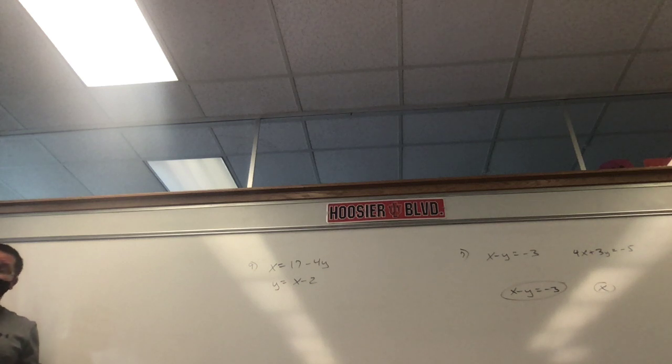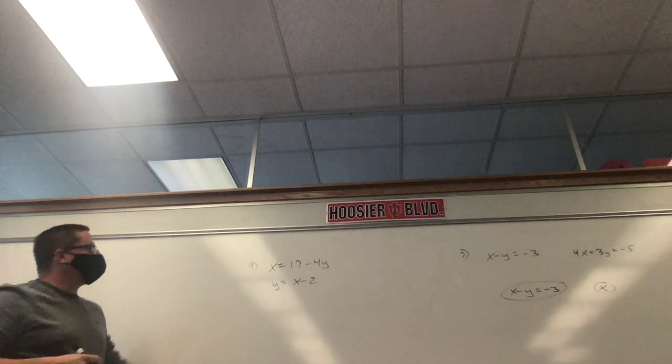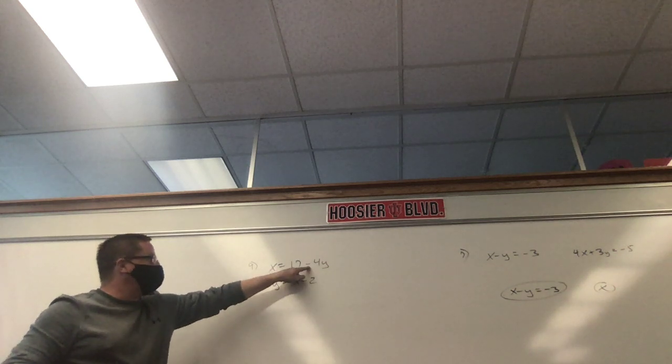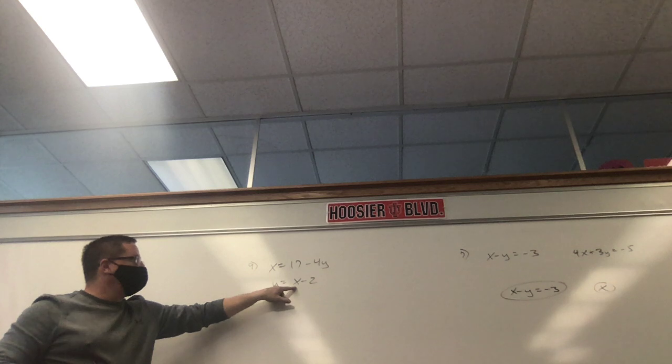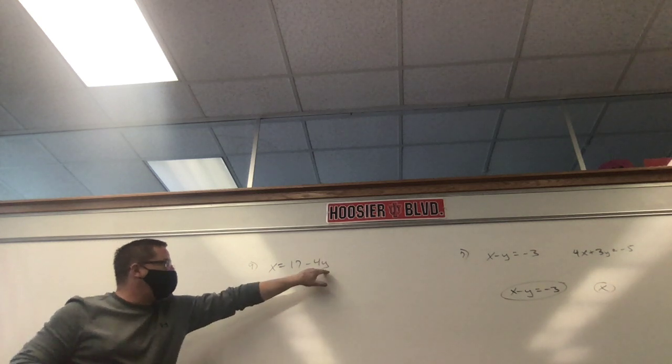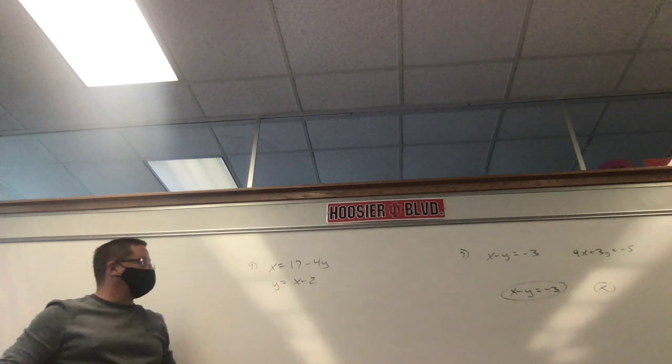What does the top equation tell you? x is 17 minus 4y. How do you know that? It says so. Does the second equation tell you what y is? Yeah, y is x minus 2. So here's what we could do. You could substitute this in for x down here, or you could substitute for y. What can I plug in for y? x minus 2.